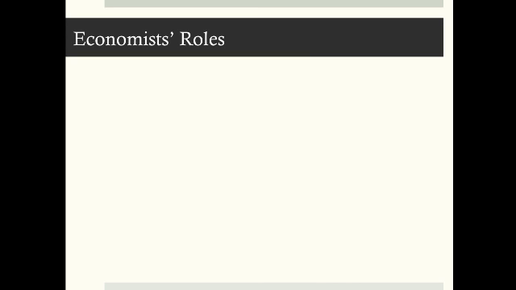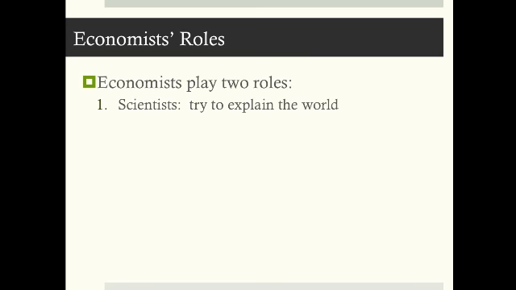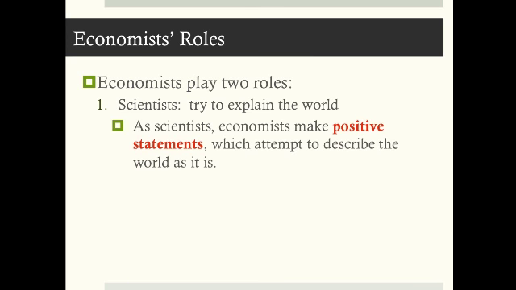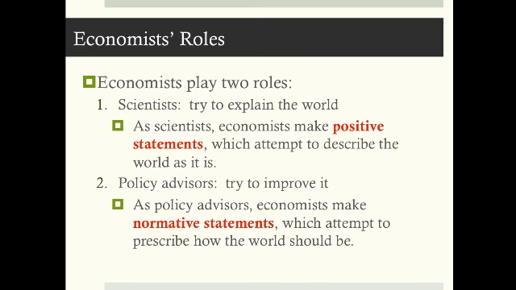One way to think about the economist is to think of him or her as having two roles. The first one is being a scientist, in which the economist tries to explain the world around him or her. So as scientists, economists make positive statements, which attempt to describe the world as it is. You can also think of economists as being policy advisors, in the sense that they try to improve the world around them. So as policy advisors, economists make normative statements, which attempt to prescribe how the world should or ought to be.